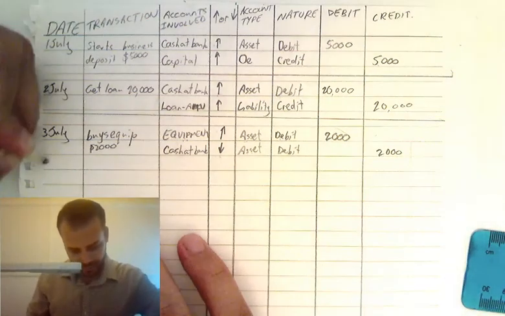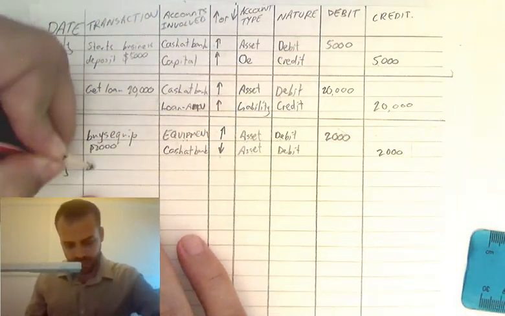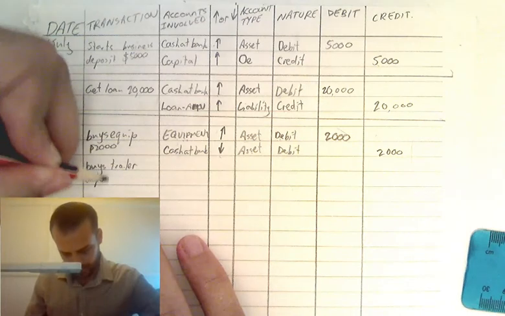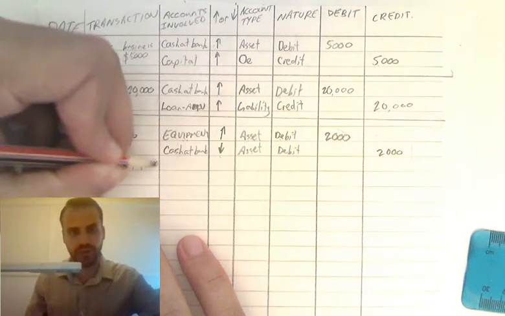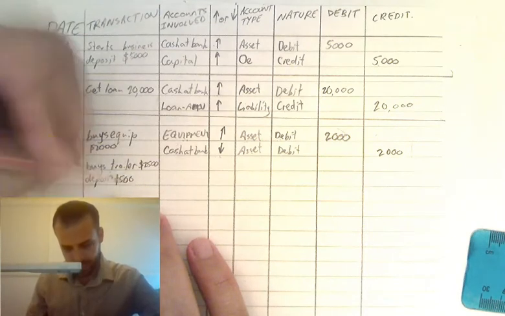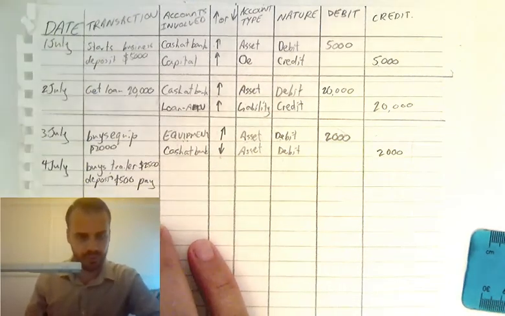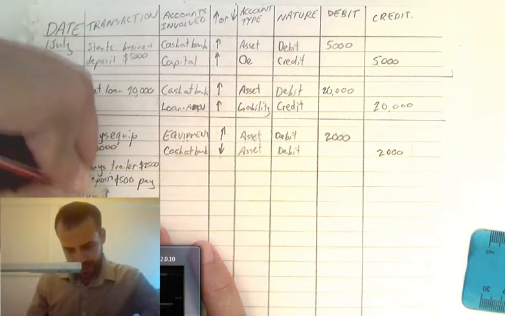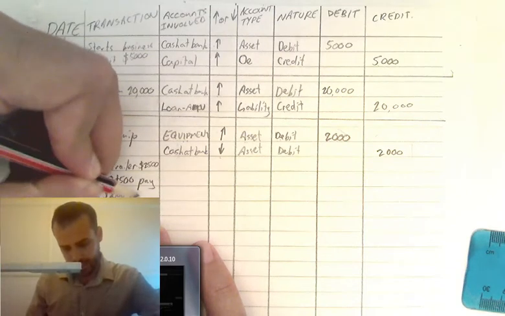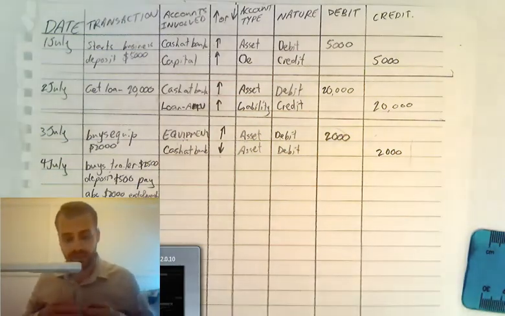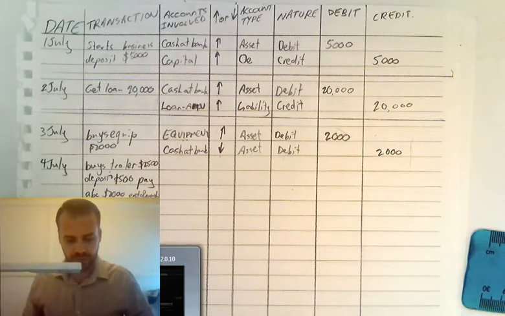It's happening on the 4th of July. And he buys a trailer. He buys a trailer for $2,500. Deposit $500. Who are we buying this off? ABC. Pay ABC $2,000 end of month. Try to be descriptive, but not too descriptive with your transactions. I probably could have gone a bit simpler there. Okay, so he buys a trailer for $2,500, deposit $500, and he owes ABC $2,000.